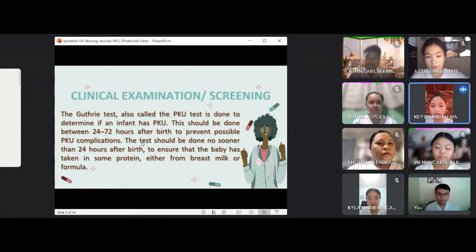So we are now down to the clinical examination and/or screening. The Guthrie test is also called the PKU test. This is done to determine if an infant has PKU. This should be done between 24 to 72 hours after birth of the infant, but not sooner than 24 hours or later than 72 hours. This is to prevent possible PKU complications. And after birth, the baby should have taken in some protein, either from breast milk or formula.